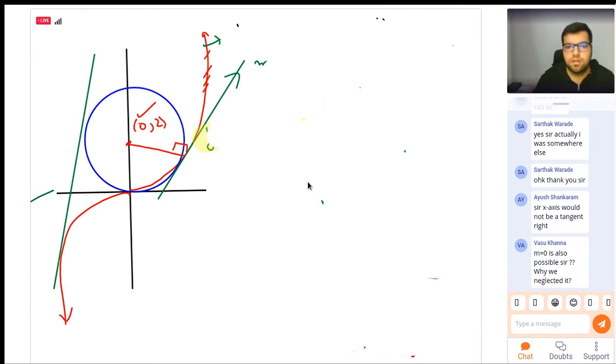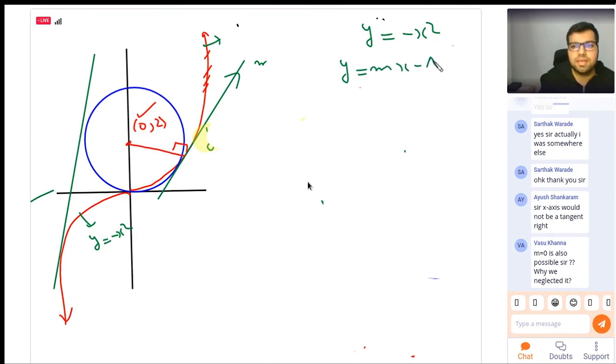Now for the second part, you will take the parabola as y equals minus x square. You will find the equation y equals mx minus am square, which is the equation of the tangent, but here a, instead of 1 by 4, is minus 1 by 4. So you will put y equals mx plus m square by 4.